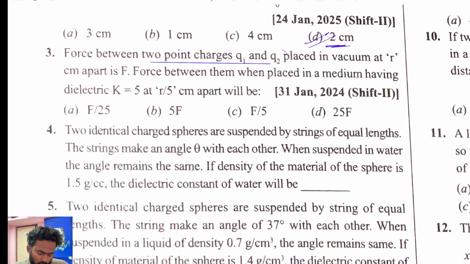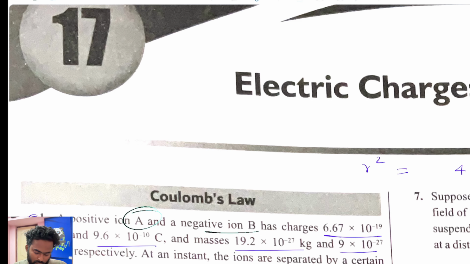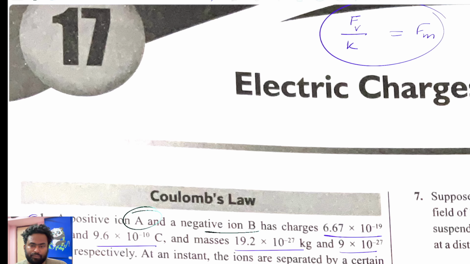The force between two point charges q1 and q2 placed in vacuum at distance r is F. Now when placed in a medium having dielectric constant K equals 5, the question asks what the force between them will be when the dielectric medium is 5 and the distance is r by 5. We know that the force in a medium is the force in vacuum divided by K. This concept you have to remember. It's a very easy concept, right?